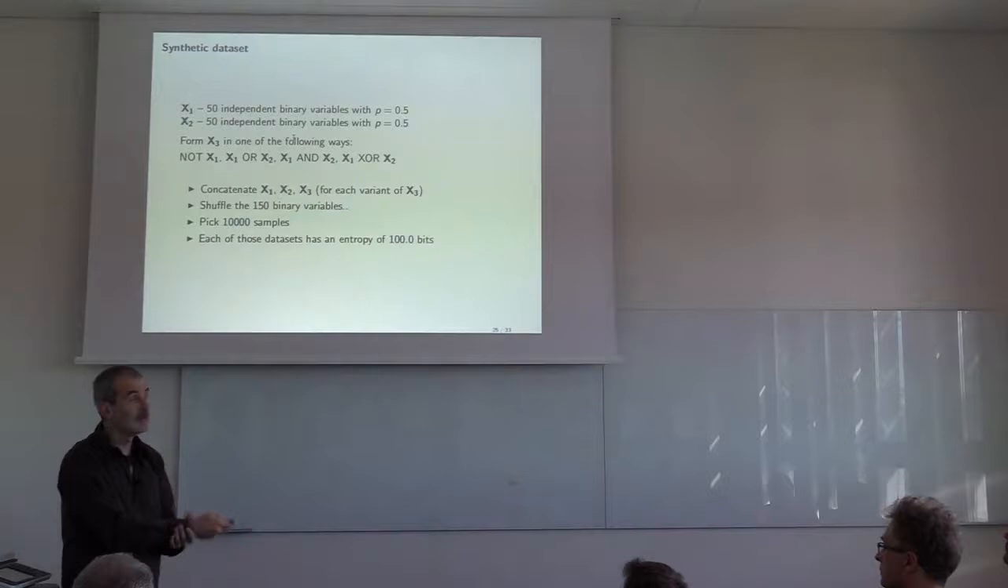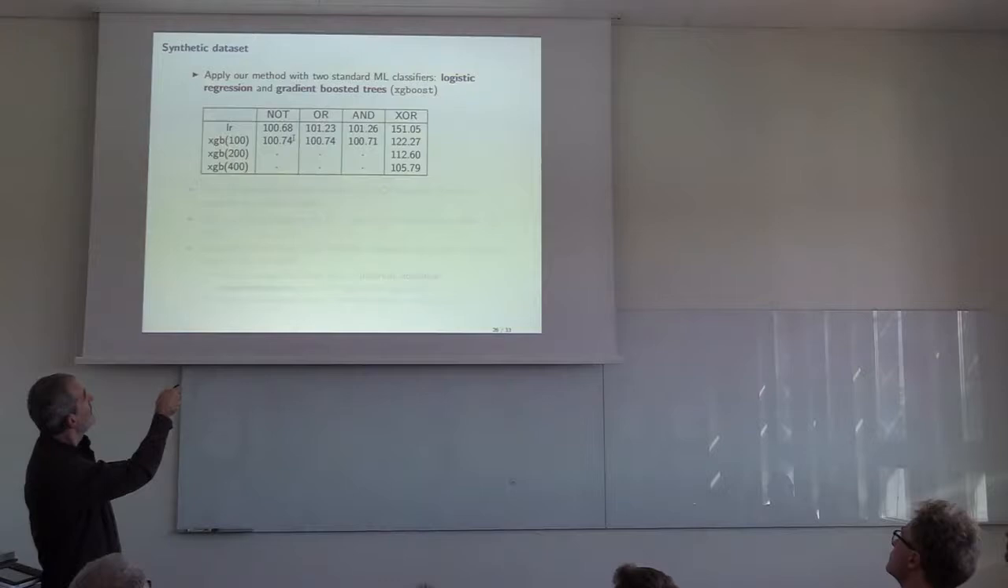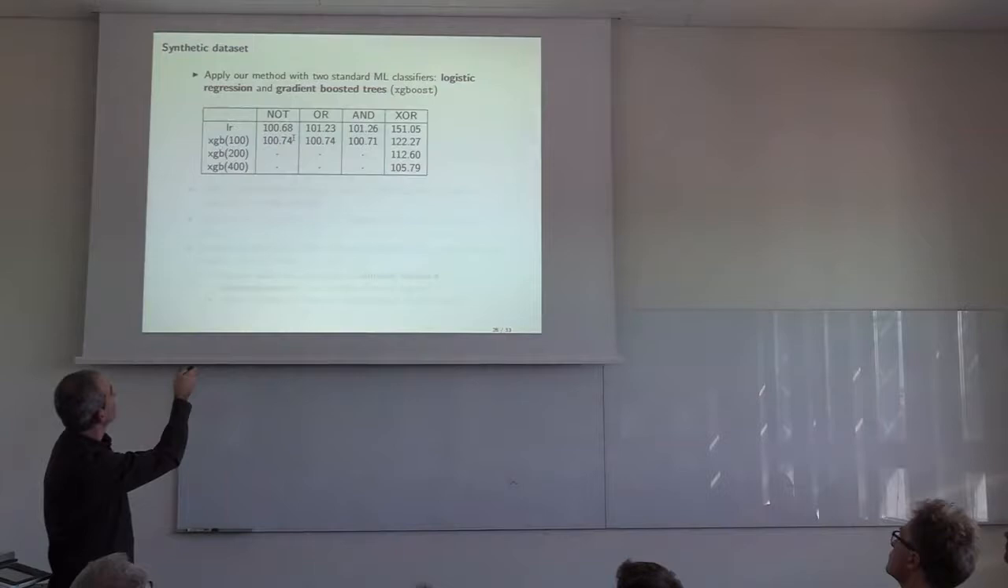So we use here exactly those two classifiers, logistic regression and gradient boosted trees. And here's the answer. So we should get 100. We see that from logistic regression we get 100, 101. From gradient boost we have also 100, slightly less.